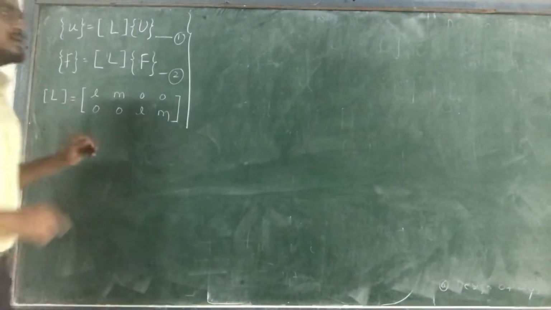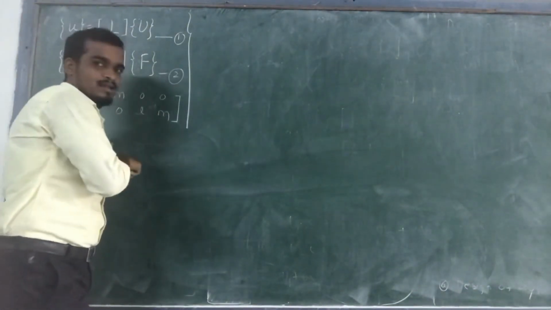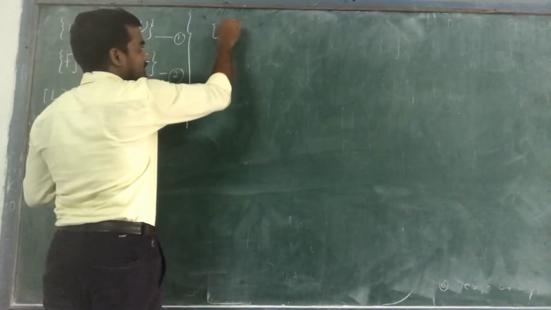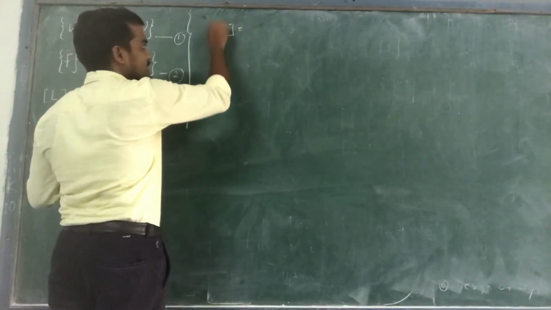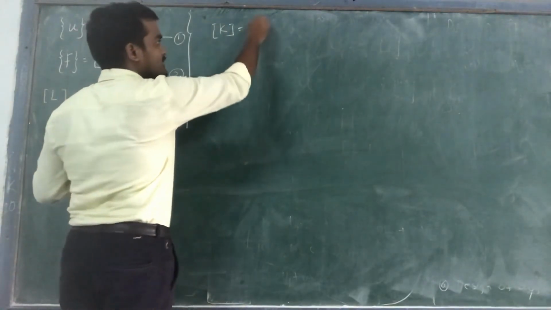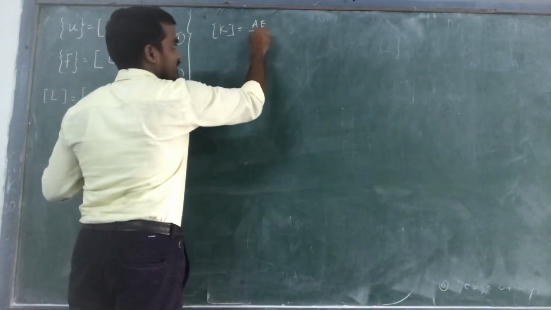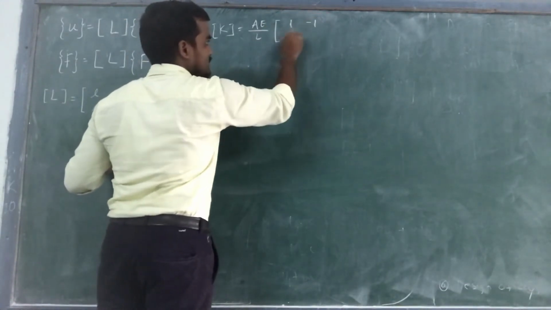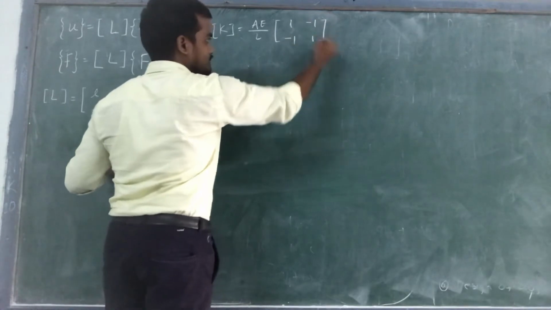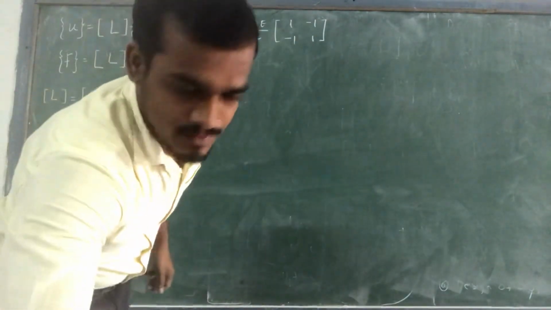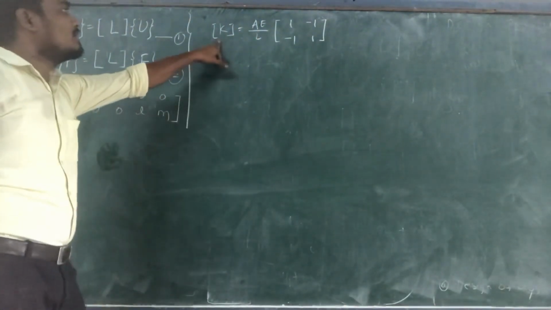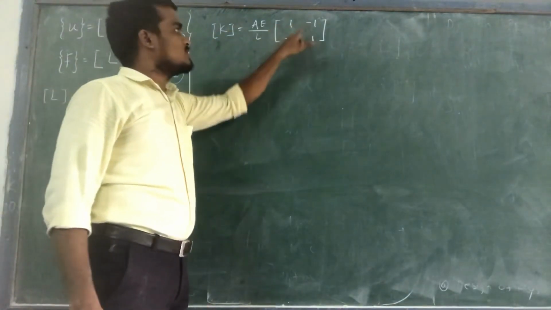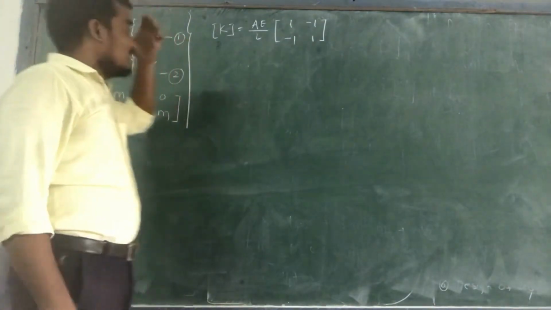As we know that for this bar element, the elemental stiffness matrix is given by the formula K is equal to, actually we have derived this elemental stiffness matrix for bar element, it is nothing but A E by L in bracket 1 minus 1, minus 1 1. So we know that the elemental stiffness matrix for this bar element is given by A by L 1 minus 1, minus 1 1.